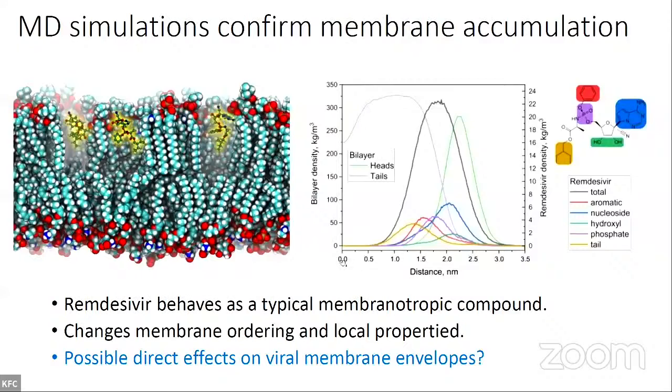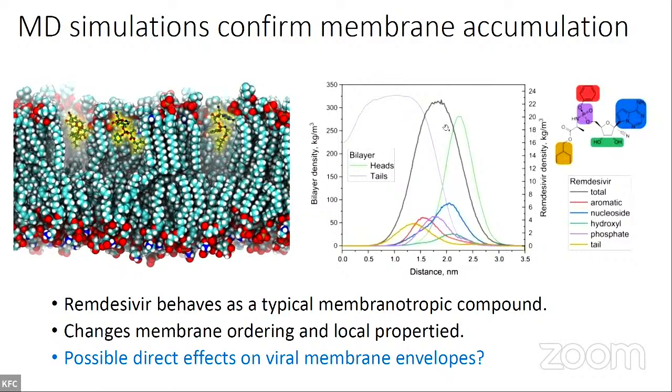This is a distance from the membrane center. So the water interface is somewhere here at 2.5. And, for example, the aromatic hydrophobic moiety is clearly inside. The hydrophobic tail is even more inside. And the hydrophilic moieties are outside. So hydroxy is here on the interface. Nucleoside is here. It cannot move further because of the constraints.